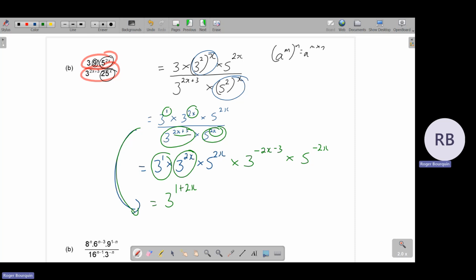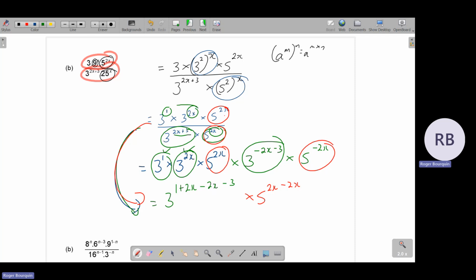So I end up with, I look at all the threes over here, and I add the exponents. I get 1 plus 2x minus 2x minus 3. And if I look at the fives, it becomes times 5 to the 2x minus 2x. So you can go straight from there to there, where you get the fives, and you go 5 to the 2x minus 2x, and you get the threes, and you go 3 to the 1 plus 2x, but this is at the bottom, and when it moves up, it becomes minus 2x minus 3.